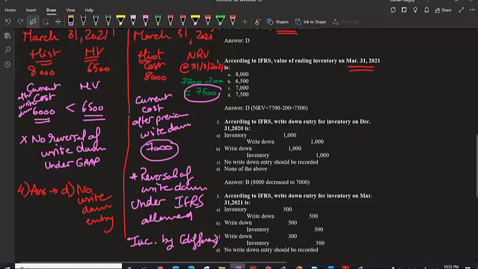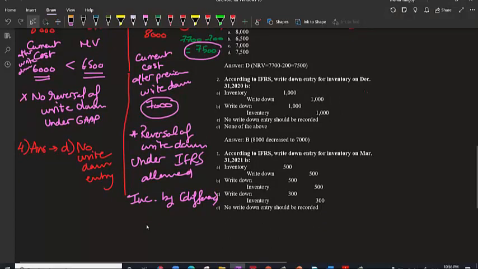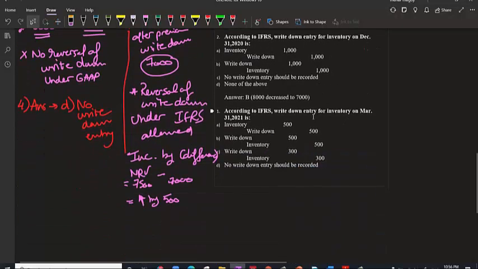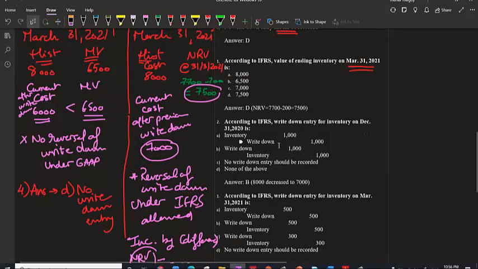We're going to calculate it. Right now the net realizable value is 7,500, and the current cost is 7,000, so it increased by 500. So the value of ending inventory would be the new net realizable value, because it increased. So the net realizable value here is 7,500.